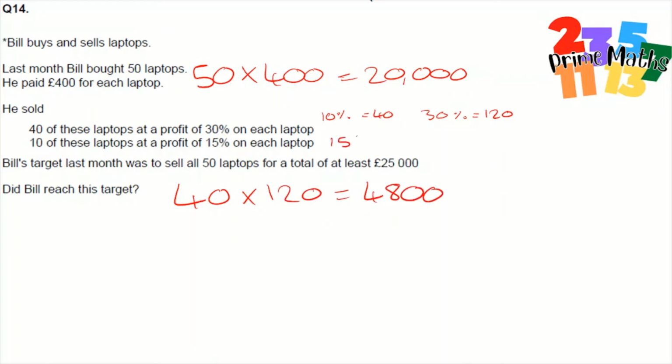He then sold 10 more at 15% profit. 10% is 40, so 15% is 60. And he sold 10 of his laptops for £60 profit, which is a £600 profit.